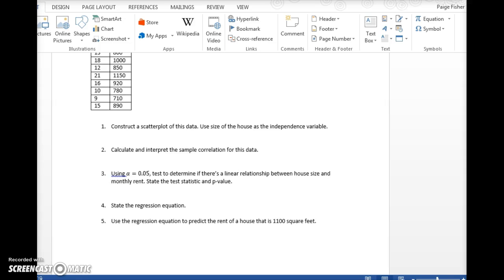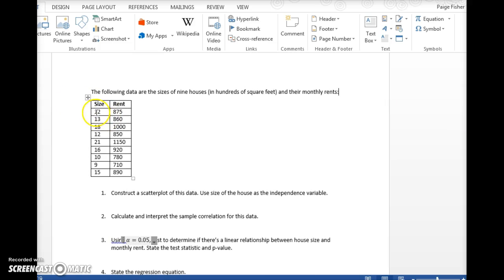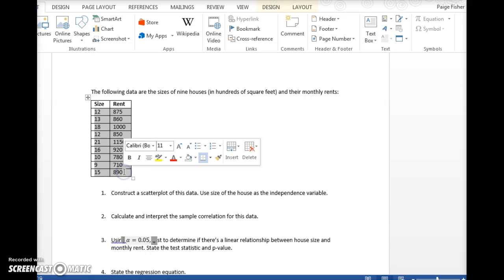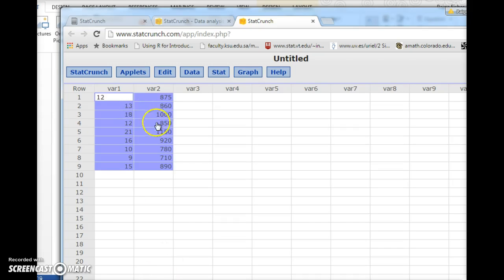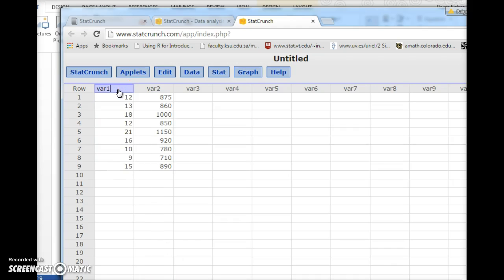And then using that equation, we want to predict the rent of a house that is 1,100 square feet, which we need to be careful with the units because 1,100 square feet just means that x equals 11 or the size equals 11. So let's go ahead and copy and paste the data into StatCrunch. So copy it, go over to StatCrunch, paste it, and I'm going to label the variables in this case so we know which one it is.